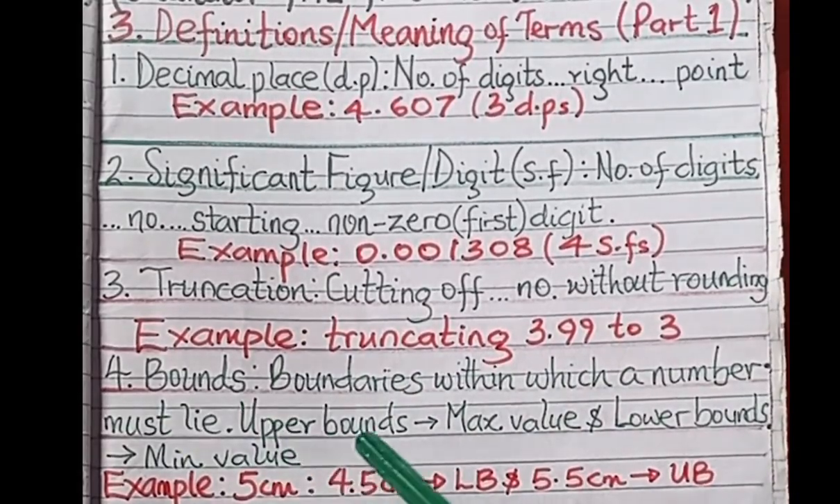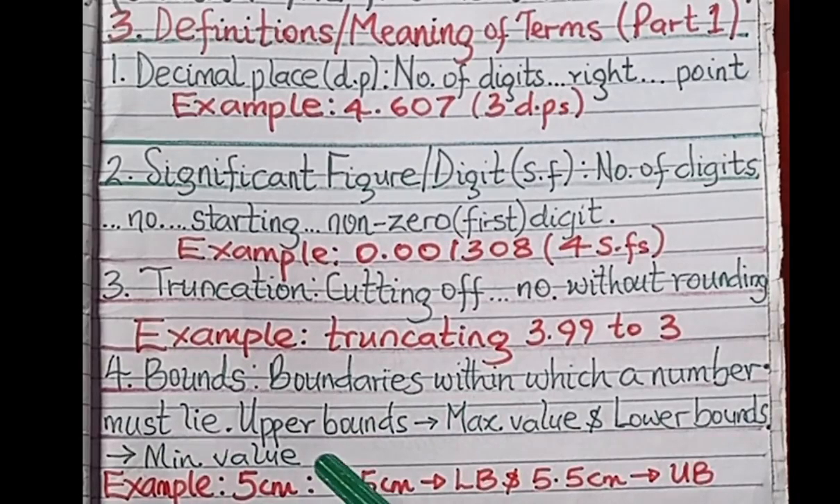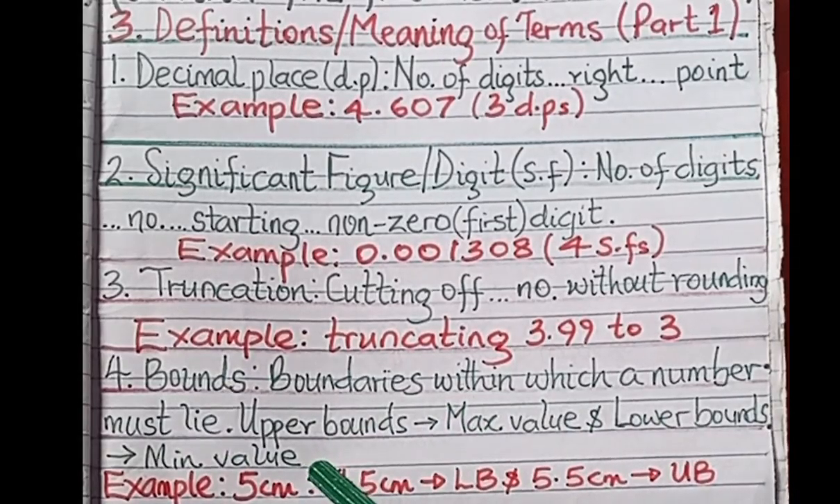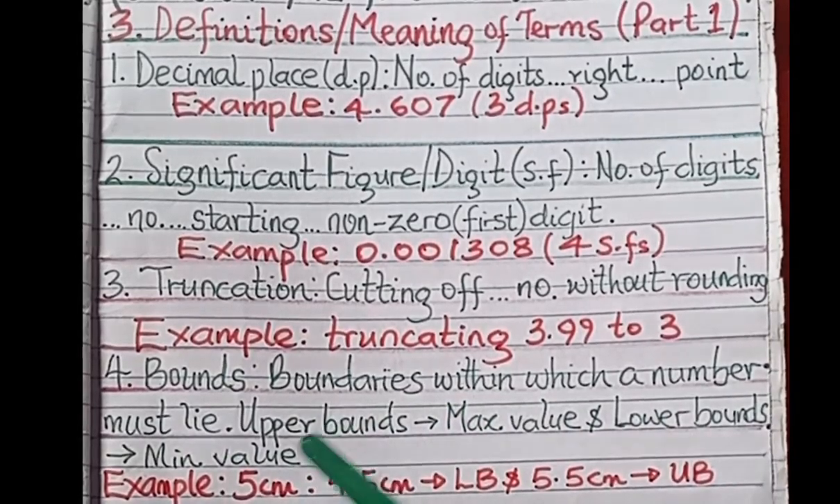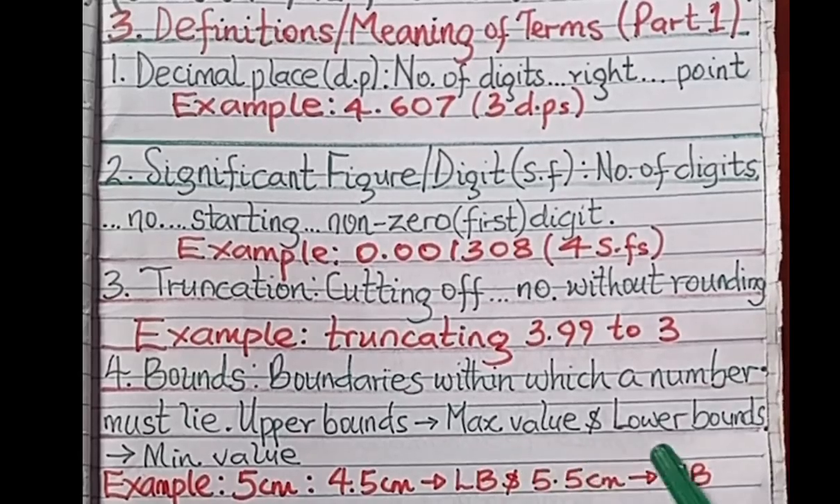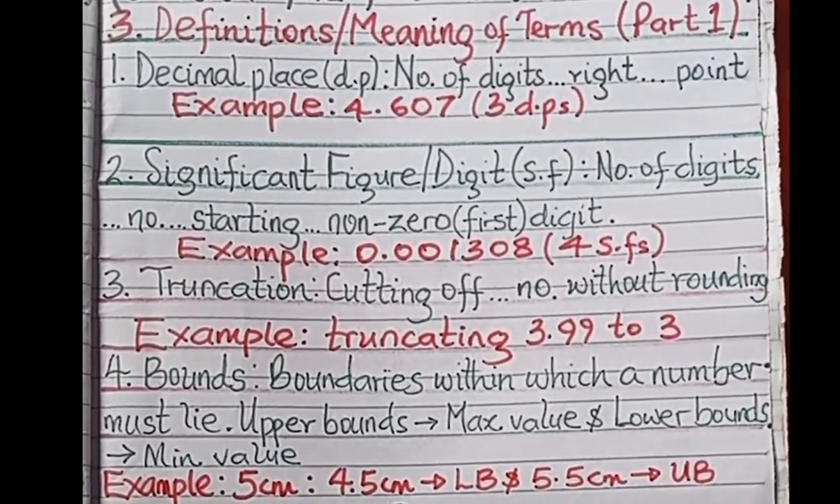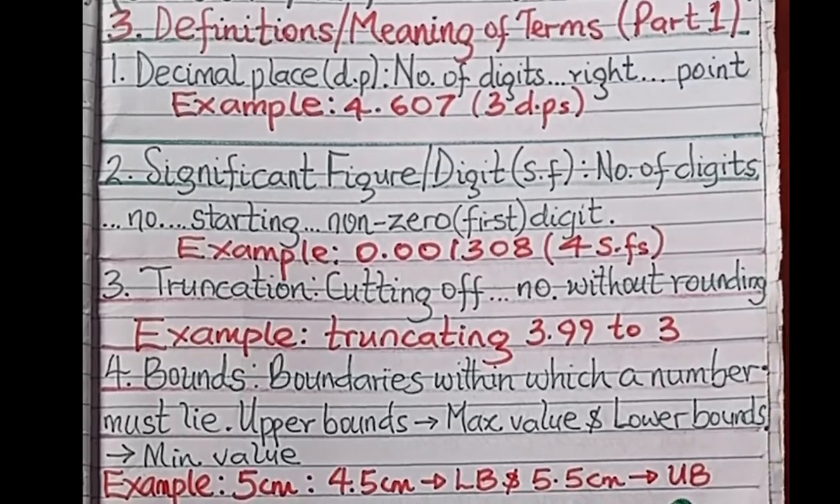4. Bounds. Bounds are boundaries within which a number must lie. We have the upper boundaries and the lower boundaries, or upper bound and lower bound. The upper bound gives the maximum possible value, while the lower bound gives the minimum possible value. If a number is rounded to 5 cm, you can have 4.5 cm as the lower bound and 5.5 cm as the upper bound.